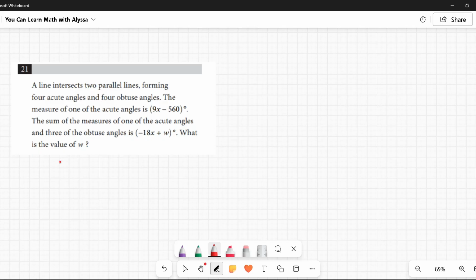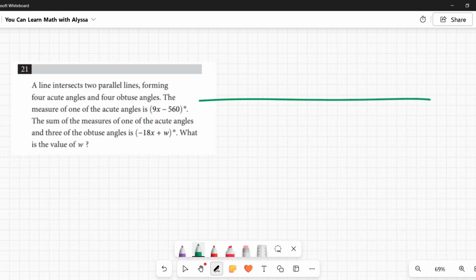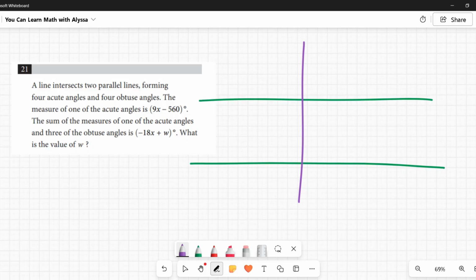Number 21. A line intersects two parallel lines forming 4 acute angles and 4 obtuse angles. You know me, I'm immediately going to draw this. Okay, so a line intersects two parallel lines forming 4 acute and 4 obtuse. All they're telling me is it's not perpendicular. That's it. Every other combination that's not perpendicular, if you have two parallel lines and a transversal, you're going to have 4 acute and 4 obtuse.